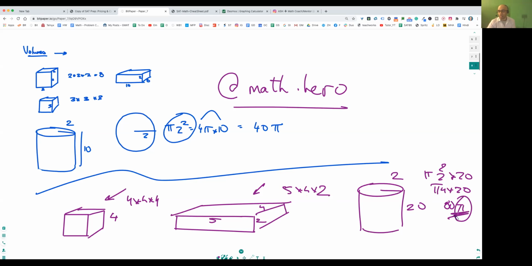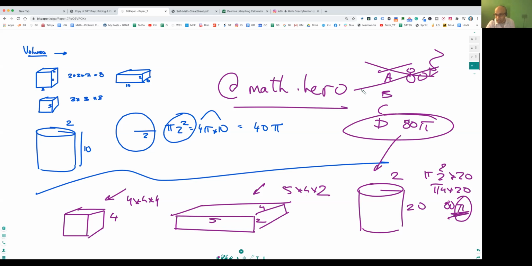Don't forget this pi, because I'll tell you what, they're going to give you a cylinder problem, and your choices are going to be A, B, C, D, and the first one is going to be 80, and the last one's going to be 80 pi. So they're going to trick you, and you say, whoa, I got 80. But no, 80 pi is your answer. The 80 is totally incorrect.